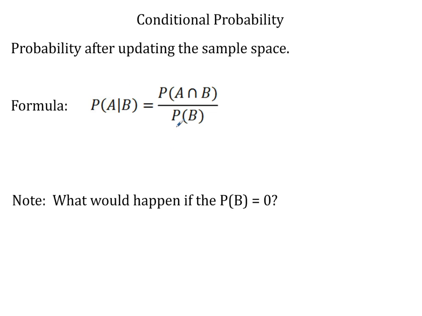Now you might notice right here, what would happen if the probability of B is 0? If you're looking at it just algebraically, right here you would divide by 0, but you can't divide by 0. That gives you an undefined number. So just thinking about this, if B has to happen before you find the probability of A, and the probability of B happening is 0%, then the probability of A given that B has happened is undefined, because B cannot happen.